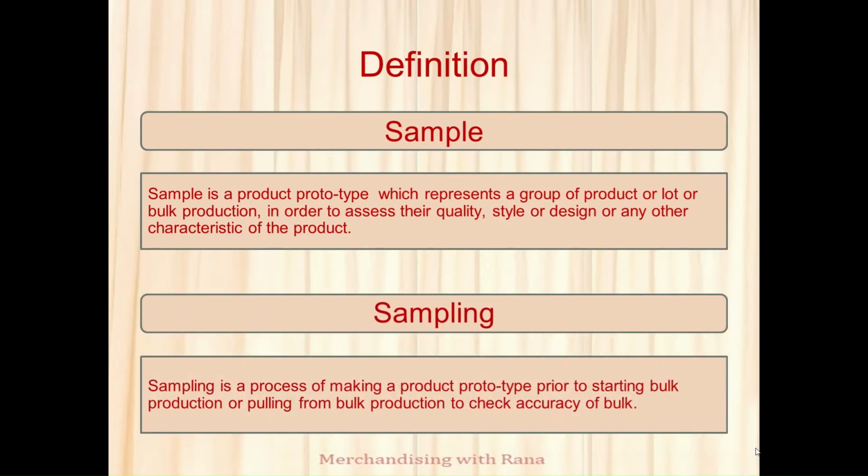Sampling. Sampling is a process of making a product prototype prior to starting bulk production or pulling from bulk production to check accuracy of bulk. In simple terms, you know that a designer designs a style or any sketch. So to convert it into the physical product is the sample actually. And in every process in garment manufacturing, you need a sample for meeting purposes, for assessing quality, for inspection, etc.